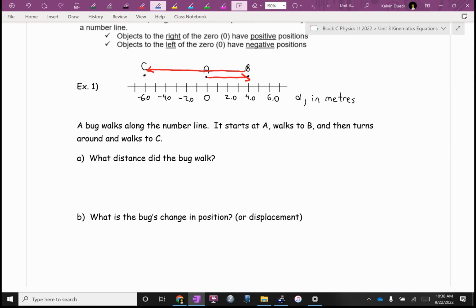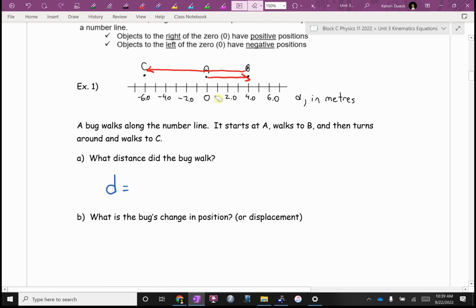What distance did the bug walk? So the symbol for distance that I'm going to use is a lowercase d. I think I told you last day that's technically wrong. I should probably be using an x for the x-axis for a horizontal distance and a y for the y-axis. I just use d for distance. So here's the question. What distance did the bug walk?